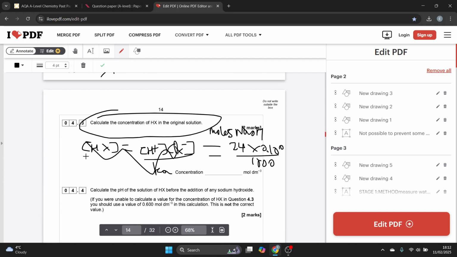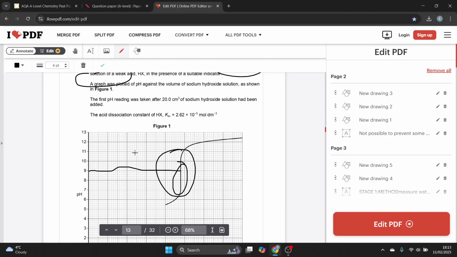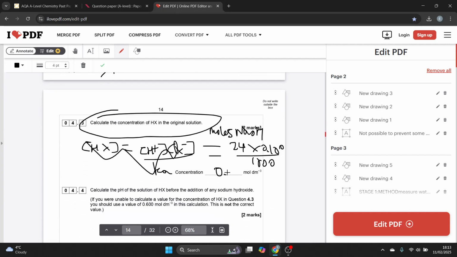Yeah, and then I get the moles. And then to find out the concentration of HX, moles divided by volume: the moles which I just worked out, divided by the volume of the weak acid HX, 25 divided by 1000. And you should get 0.0960 moles per dm cubed.